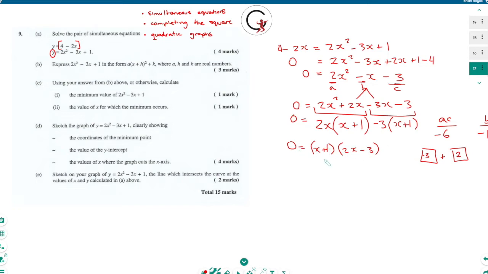So logically it makes sense that either one of them has to be equal to 0, or both of them have to be equal to 0 in order for the product of them to be 0. And that just makes sense. 0 times anything is 0.